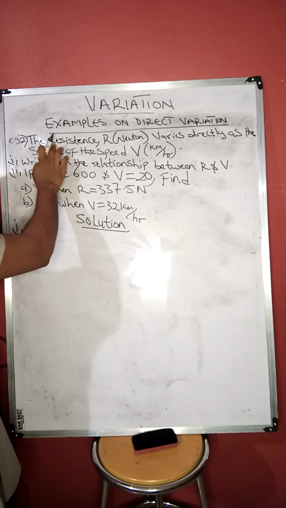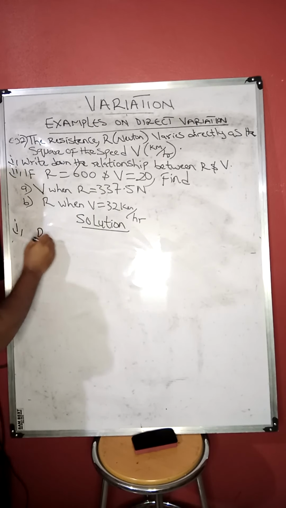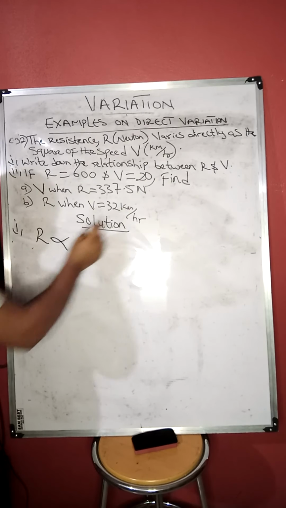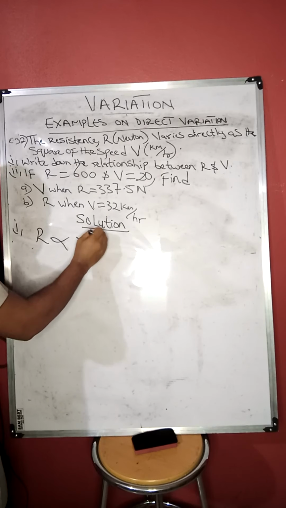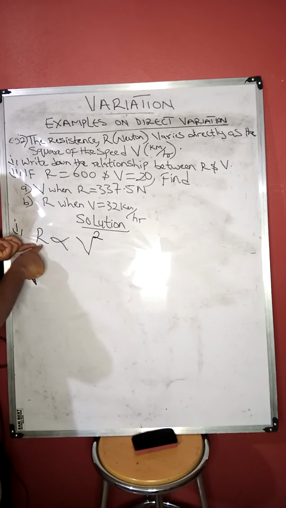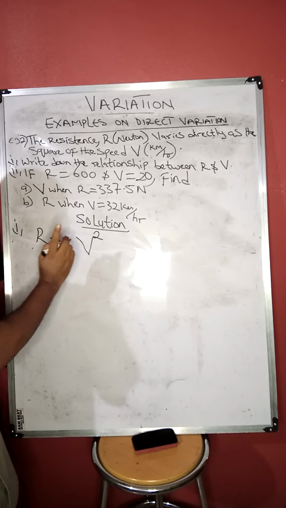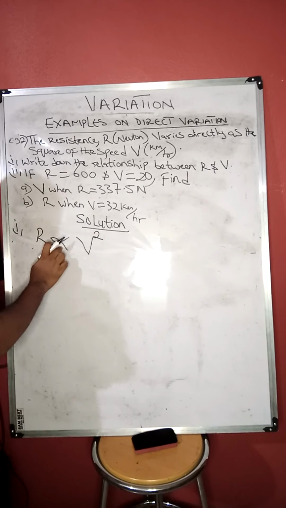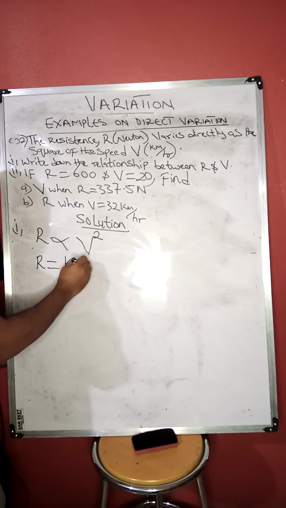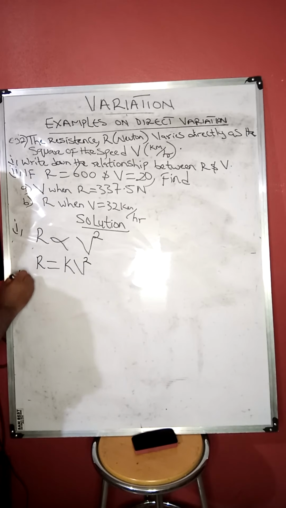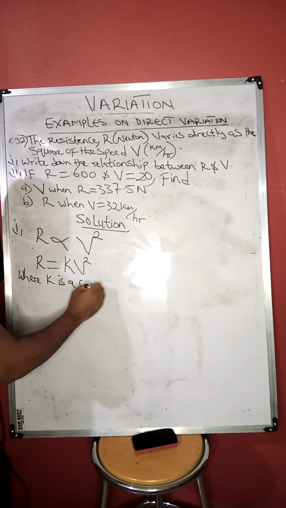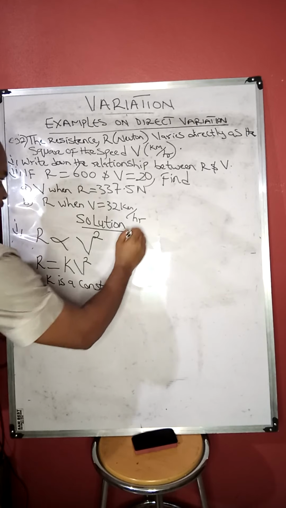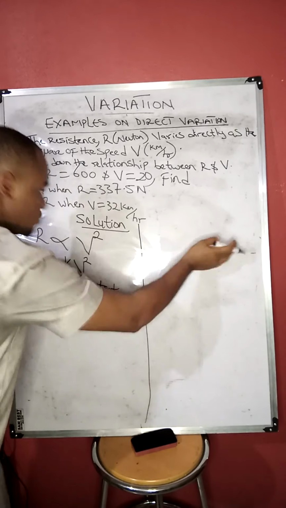Let's look at it again. They said the resistance R varies directly as the square of what? V, speed. As the square. You can see it. R varies directly as the square of V. That is the relationship that exists. I need to take away this proportionality. I'll be having it as R equal to, introduce the constant K, V squared, where my K is a constant. Let me divide my board into 2 so I can solve using this side.